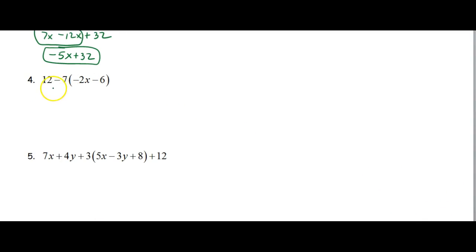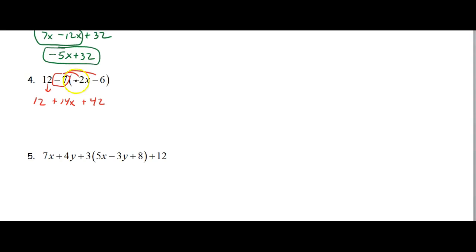Okay? Now number 4. It's very enticing for students to want to do 12 minus 7. But remember, we have to get rid of parentheses before we can do any addition or subtraction. So I bring down the 12. I'm going to distribute this negative 7. Negative 7 times negative 2x is plus 14x. Negative 7 times negative 6 is going to be plus 42.